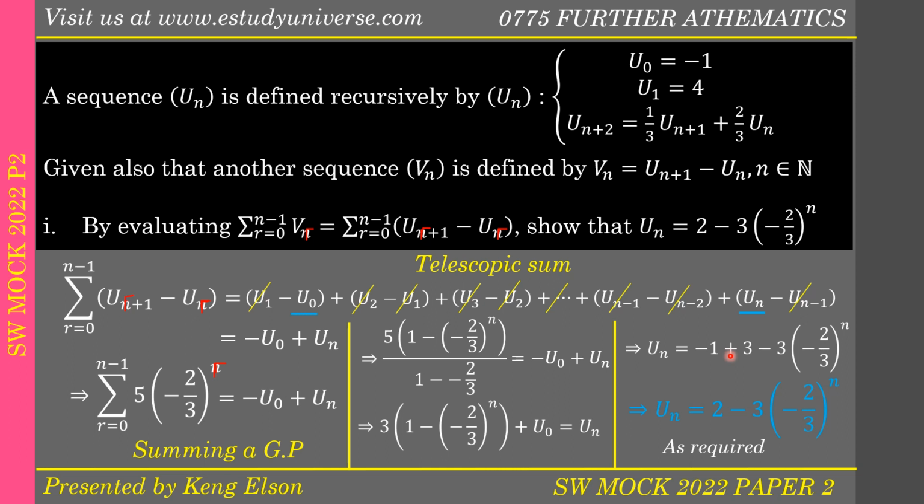Finally, we need to find the limit of un. Okay, so the limit of un is a limit as n tends to infinity, and as n tends to infinity, since 2/3 is less than 1, then everything here gives us 0. Therefore the limit of un will just be equal to 2. So the limit of un is 2. There was no time to prepare another slide to find the limit of un. That's why I just concluded here.